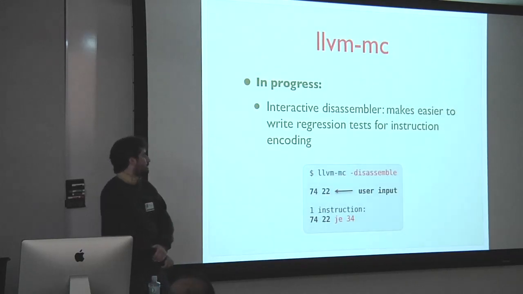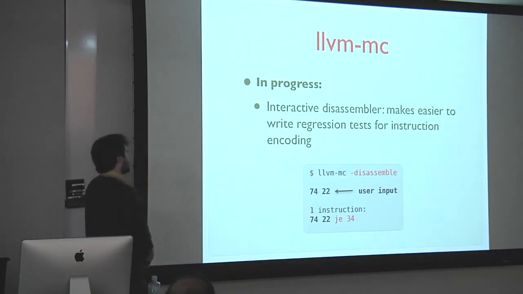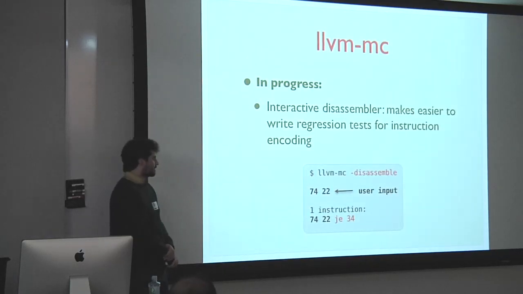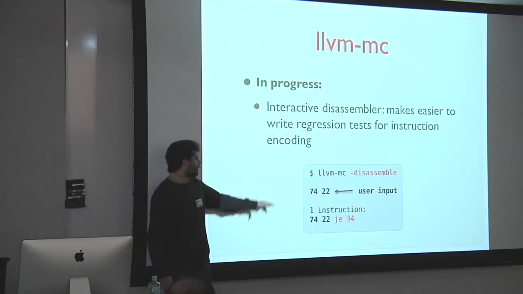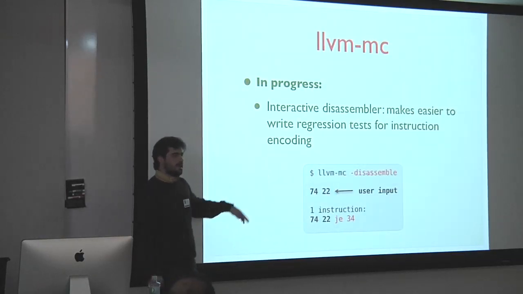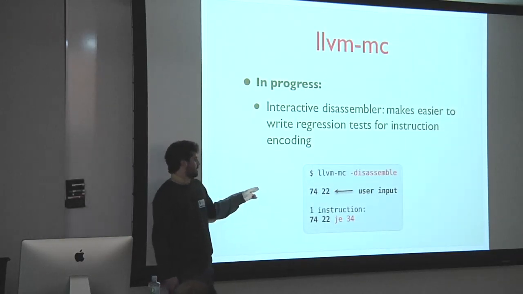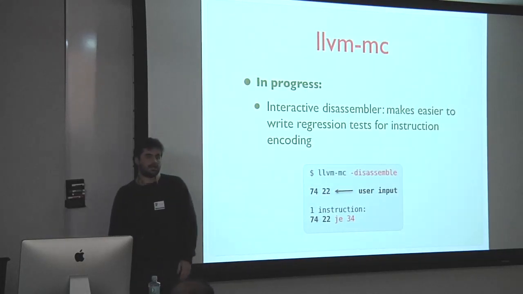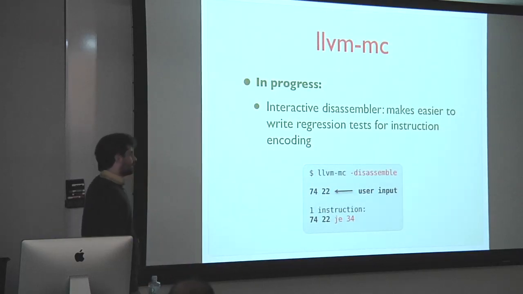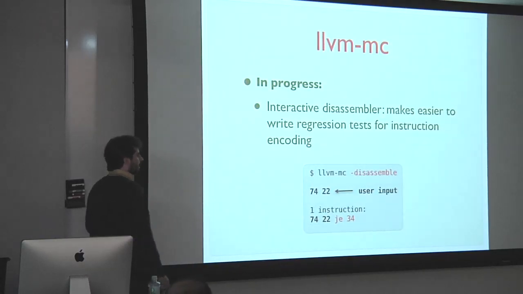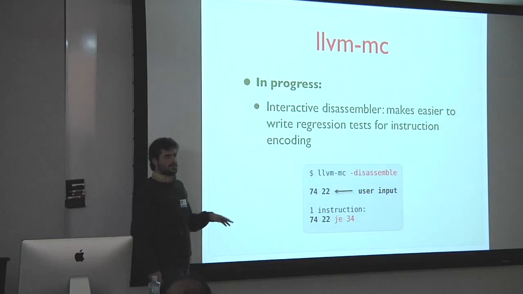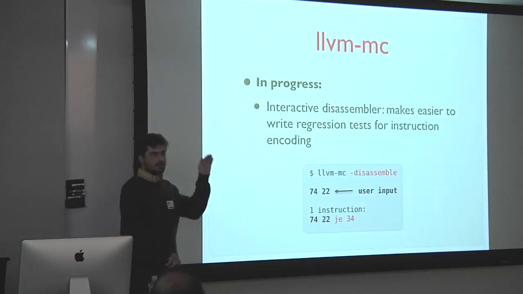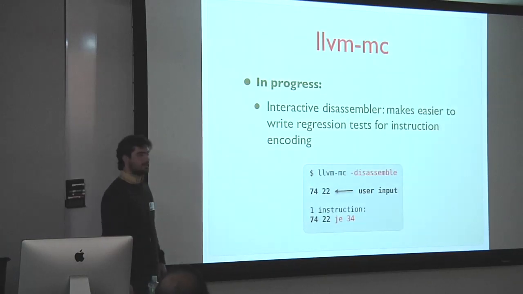We have more stuff we're actually working on, like an interactive disassembler. This should make it really easier to write regression tests for new instructions. For example, you just call llvm-mc -disassemble. It waits for input, and you just write the bytes of the instruction. It will output the actual mnemonics for it. This is really cool because we won't need to have stuff in ELF or Mach-O. We can just write the instruction itself, have the dump for it, and write automatic tests to see if we are encoding stuff right.